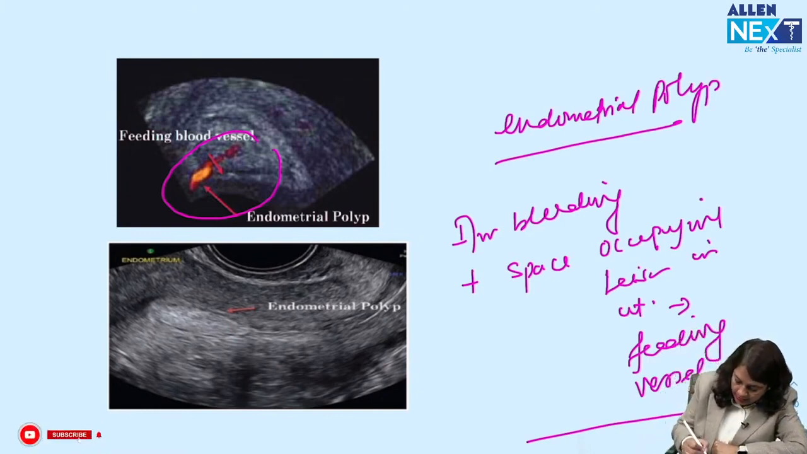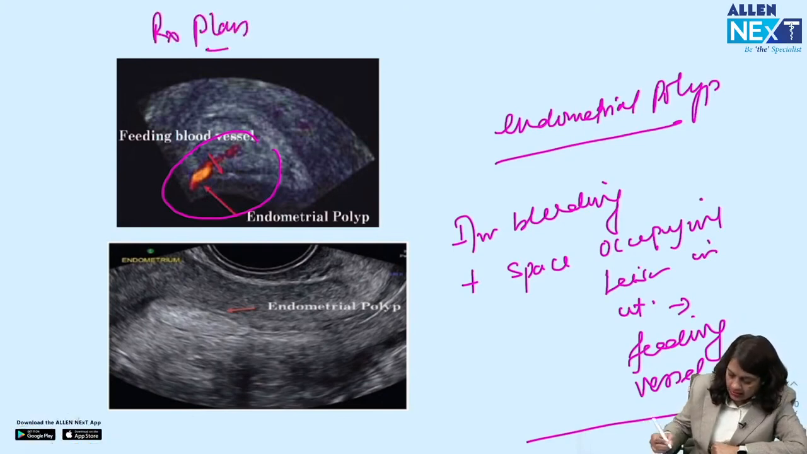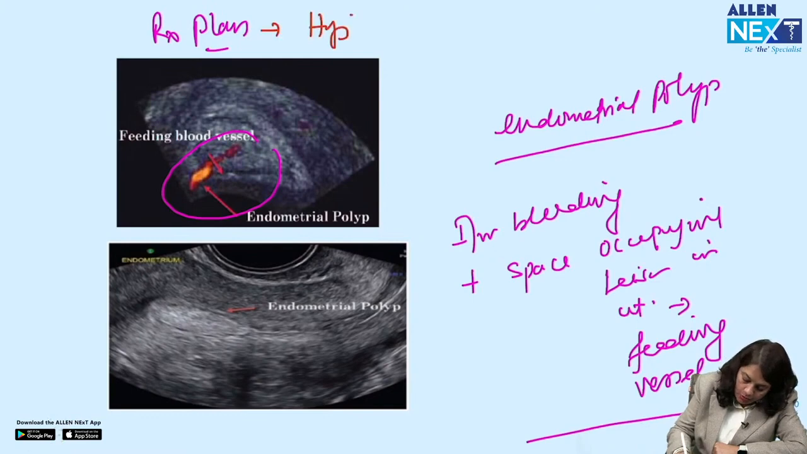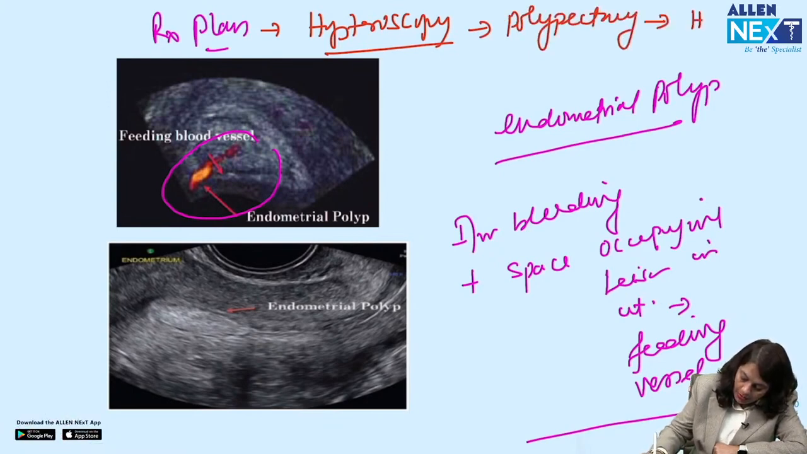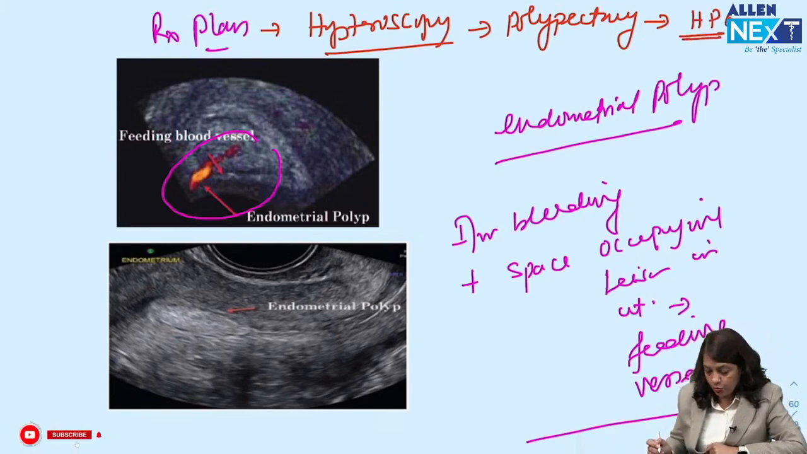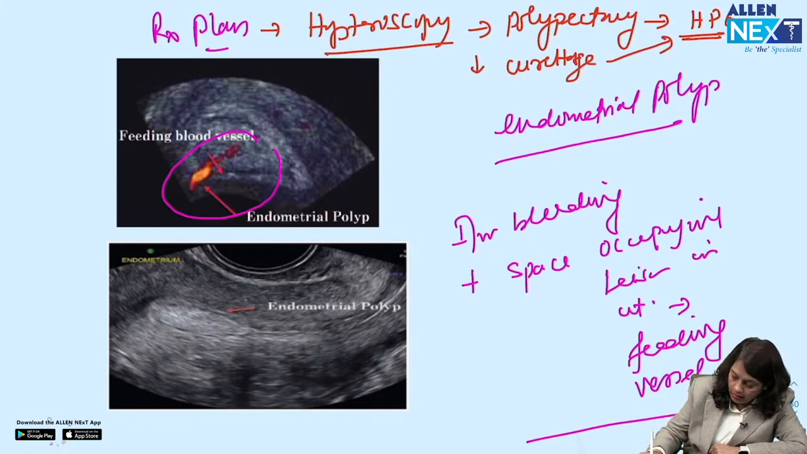And what is the treatment plan? What is your treatment plan? Next, without delay, I am going to do a hysteroscopy followed by polypectomy, followed by histopathological examination. When I am doing hysteroscopic guided polypectomy, I want to do the curettage of the uterus and send for histopath.